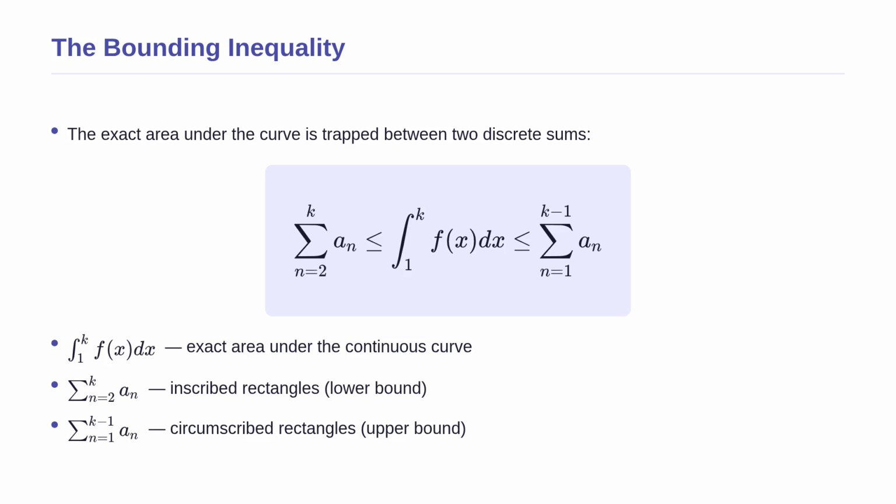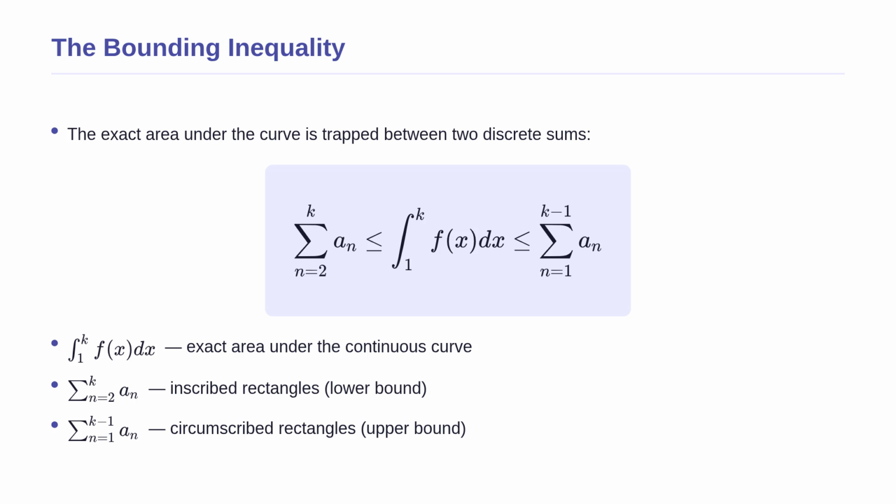The formula you see here traps the exact area under the continuous curve, the integral in the middle, between two discrete sums. The term on the far left represents the rectangles inscribed entirely underneath the curve, starting from the second term. The term on the far right represents rectangles that stick out slightly above the curve, starting from the first term.